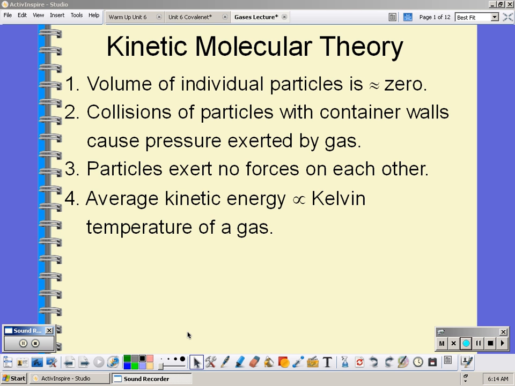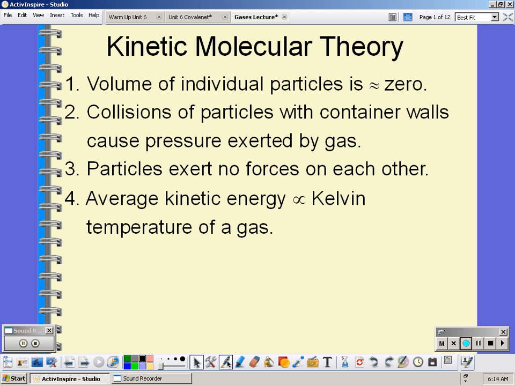The kinetic molecular theory. So gases have a volume, or the volume of an individual particle is roughly 0, and that's just saying that the space that the molecule is actually taking up is nothing compared to the distance between molecules. The collision of particles with the container walls causes pressure exerted by the gas. Remember, pressure is force per area, so when it collides with the container wall, it exerts a force over a certain area.